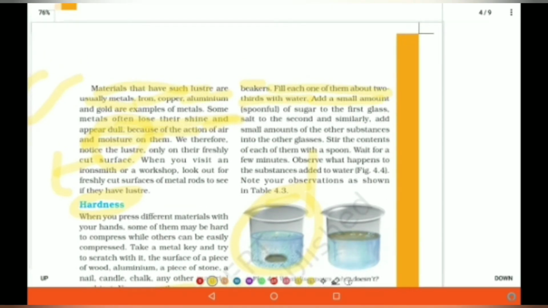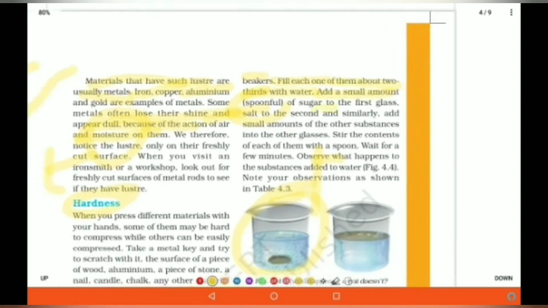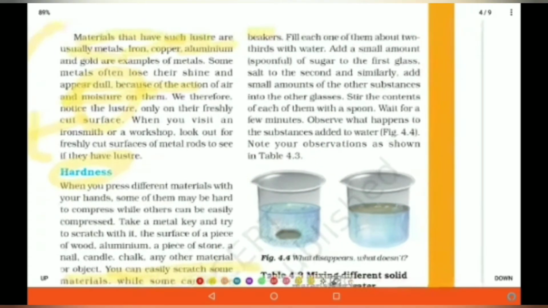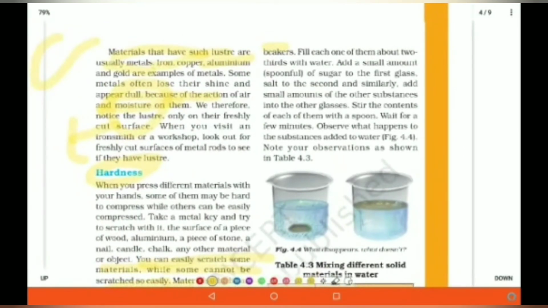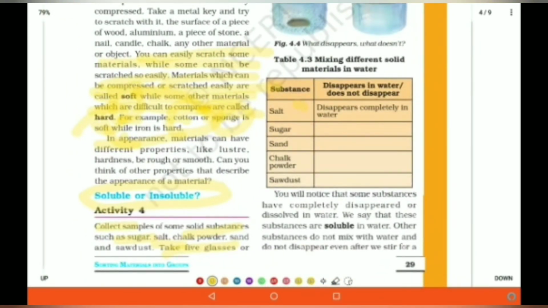Add a small amount or spoonful of sugar to the first glass, salt to the second, and similarly add these amounts to all the glasses. Okay. Now, stir the contents of each of them with a spoon. Wait for a few minutes. Observe what happens to the substances added to the water. Now let's do it.